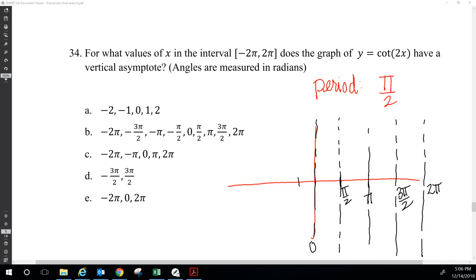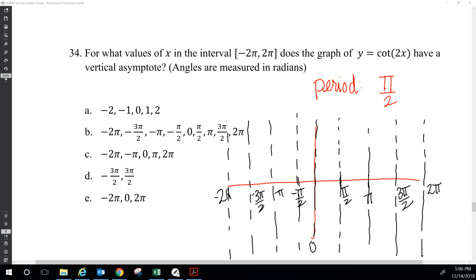If I go the other direction, I'm going to subtract off pi over 2. Another pi over 2 would be negative pi. Another pi over 2 would be negative 3 pi over 2. And another one would be negative 2 pi. So that corresponds to answer B.